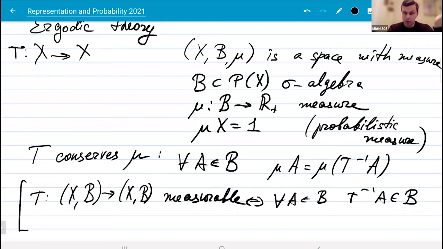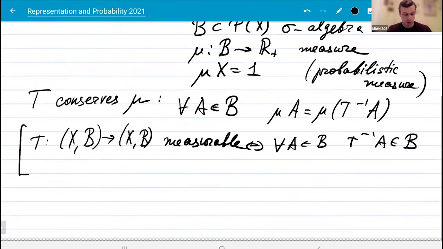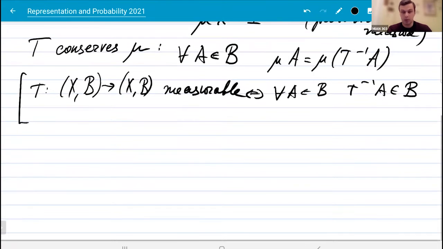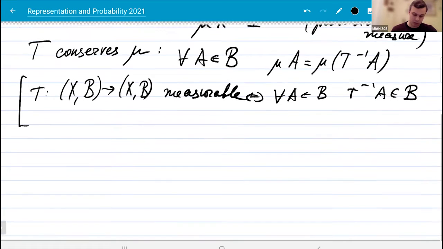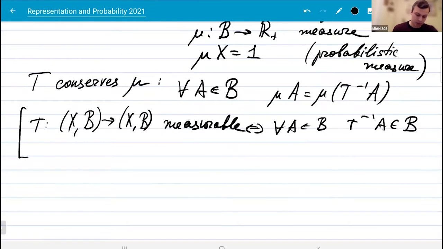And also there is a reason that is more, how to say, more explicit. Let us discuss some examples of invariant measures. This can also be expressed as mu is T-invariant. So, some examples of transformations and their invariant measures.